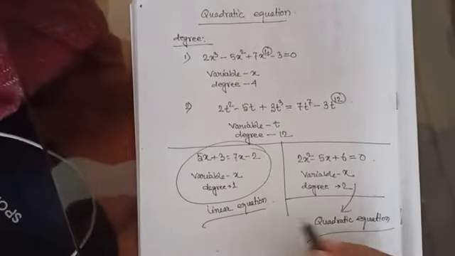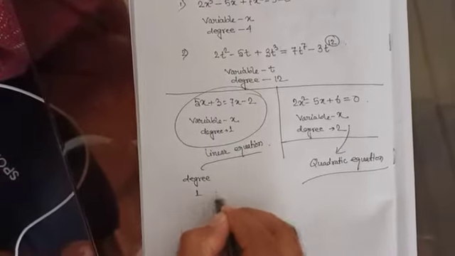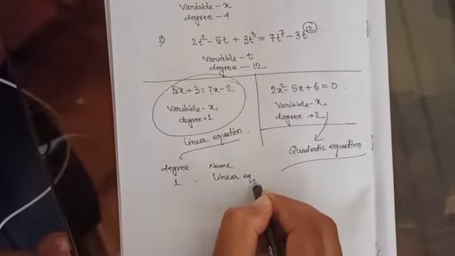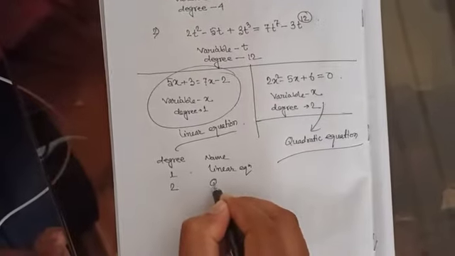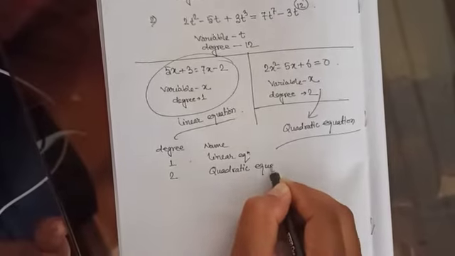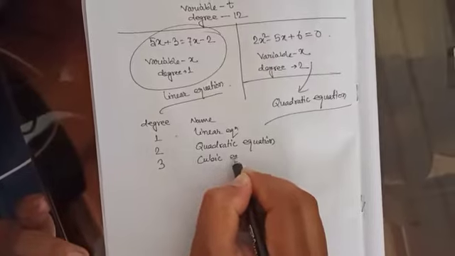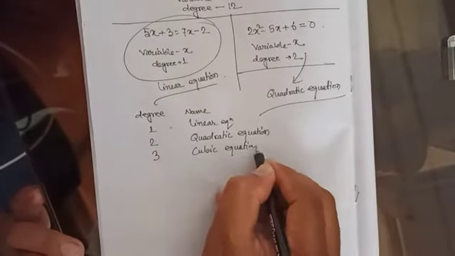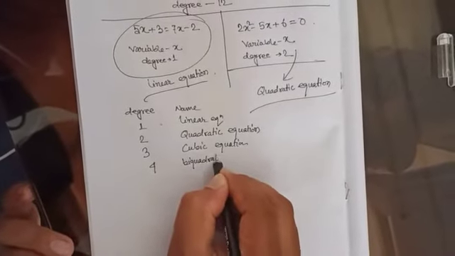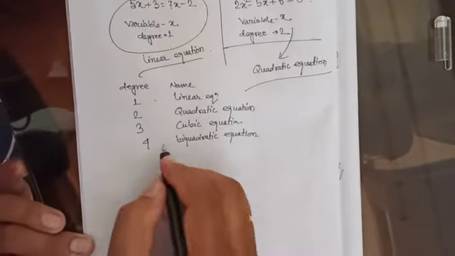On the basis of degree we can give more names. I am writing in short here. If the degree is 1, the name is linear equation. If degree 2, quadratic equation. If degree 3, cubic equation. These are the names on the basis of degree. And if 4, then biquadratic equation. So these 4 special names are there.